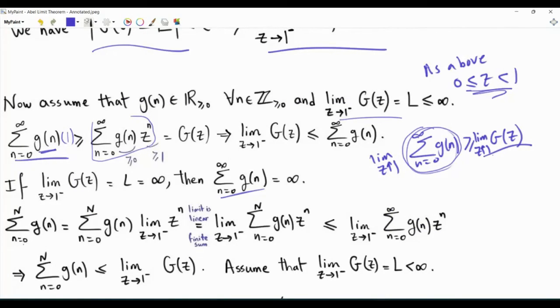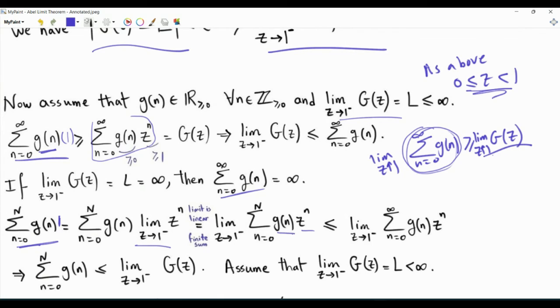In this last case, we will take the summation g of n, n from 0 to some big N. Now we have a 1 here, and we can replace this one by the limit as z approaches 1 from the left of z to the power n. Now we have a limit inside the summation, but the summation has a finite number of terms, and limit is additive, is linear. So limit of a sum, a finite sum, is the sum of the limits. So we can take the limit outside. So this summation here is exactly equal to the limit as z approaches 1 from the left, summation n from 0 to big N, g of n z to the power n.